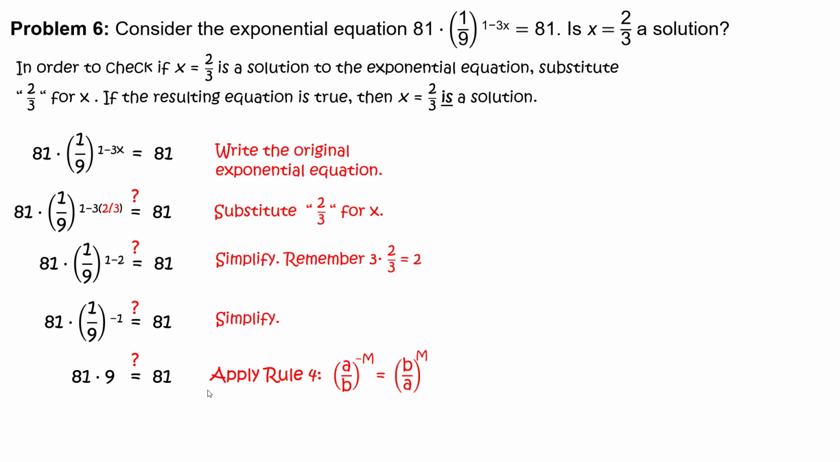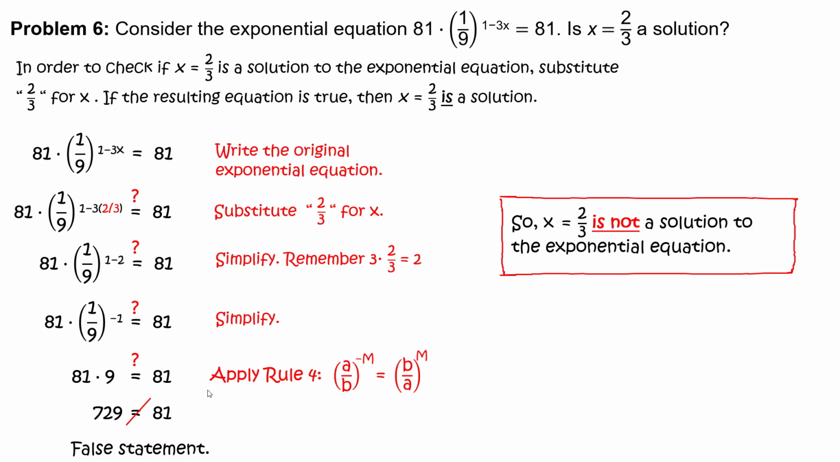And then you can see right away that's not going to be true, right? Multiplying 81 times 9 is not going to give me 81. But if you want, we can multiply the two numbers on the left side. 729 equals 81. And that, of course, is a false statement. So what that means is x equals 2/3 is not a solution to the exponential equation. And we weren't asked to solve this, so all we were asked is to state whether a given value is a solution or not, and we found out that it wasn't, so we can stop here.